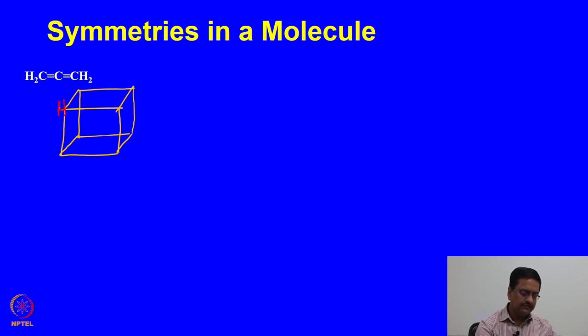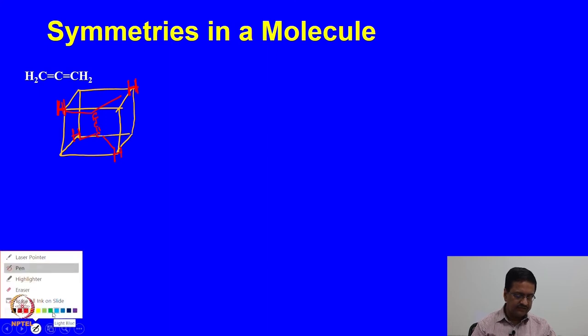I am adding the hydrogens first. These two hydrogens are on the upper surface of the cube. Those two hydrogens are on the lower surface of the cube. And these hydrogens are connected to carbon atoms, and there is a middle carbon in between which is bonded like that.